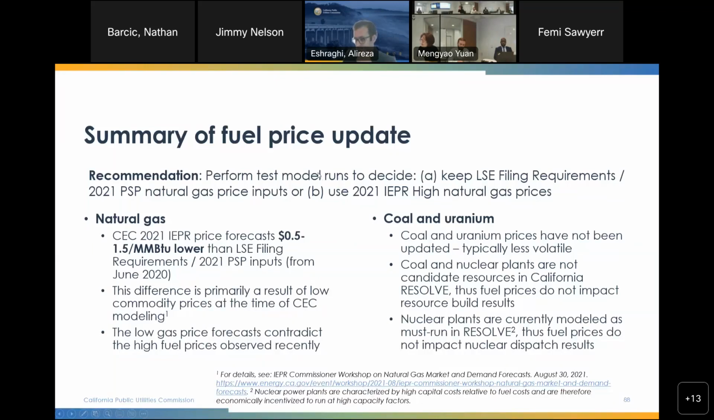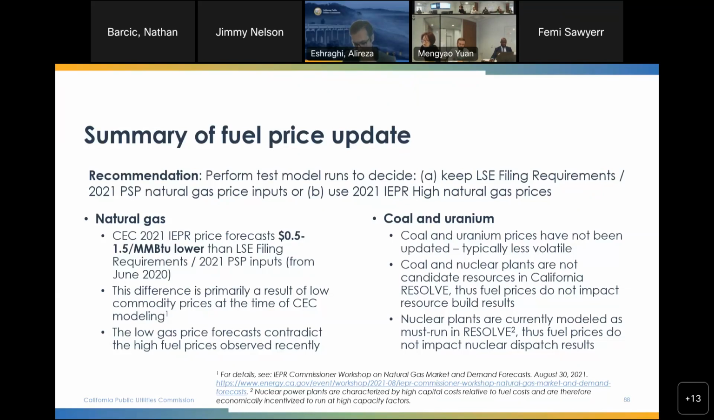We first have a quick summary of the updates that we made to fuel prices. First, we looked into the most recent natural gas price forecasts from the CEC 2021 IEPR. What we found is that these price forecasts are about 0.5 to 1.5 dollars per MMBTU lower than what's currently in RESOLVE.